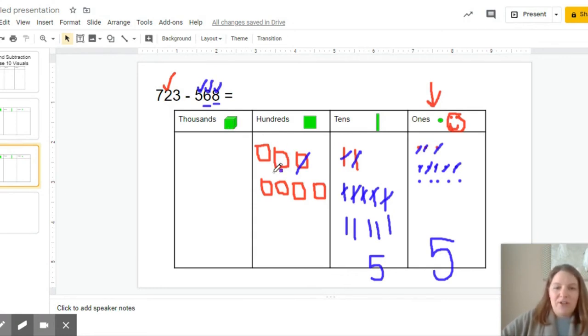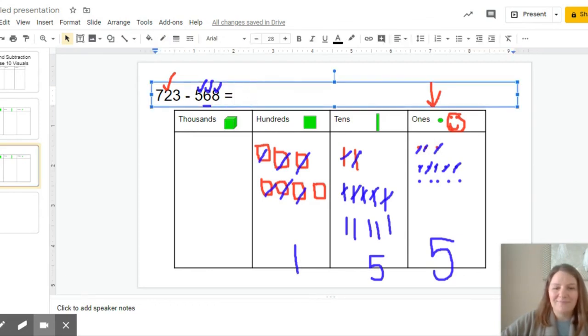Okay, now I'm going to subtract my hundreds. I need to take away 5 hundreds. I should have that many hundreds or else I'm in trouble. 1, 2, 3, 4, 500. How many am I left with? 1. So my answer is 155. Is that reasonable? Is my answer less than what I started with? Is it less than 723? Yes. If it was larger, I did something wrong because remember, subtraction means taking away. I hope that helped. This is one way that you can solve addition and subtraction problems that we will be continuing to practice this year.